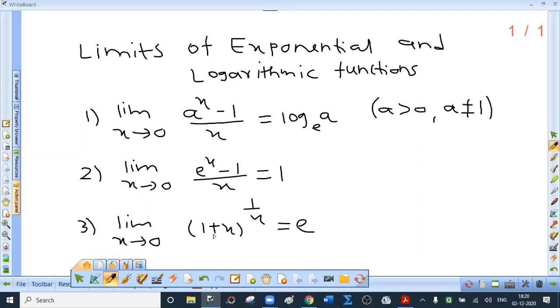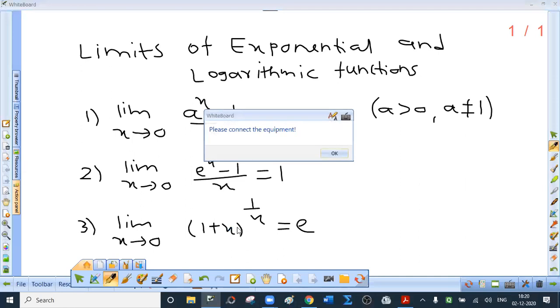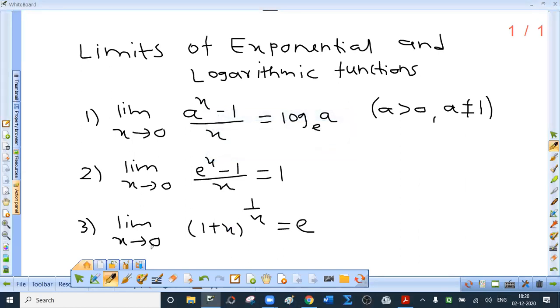Now this result is again important. Limit x tends to 0, (1 plus x) raised to 1 upon x equals e. This result can be remembered easily: something is added to 1, the same thing tends to 0, and the index is the reciprocal of the term added to 1. So in that case, what is the answer? It is e. e is an irrational number, 2 less than e less than 3, and approximate value is 2.7182818. Write down.